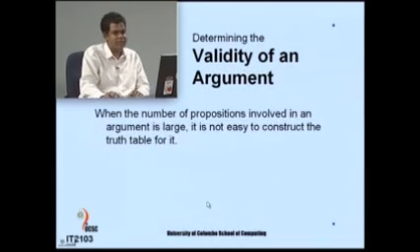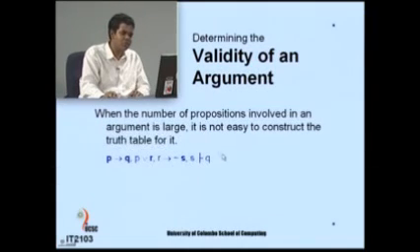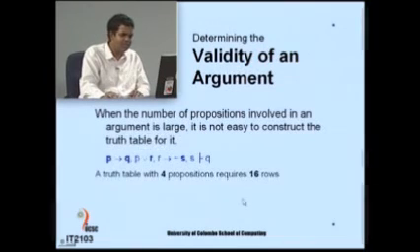Now, when the number of propositions involved in an argument is small, it is easy to construct the truth table. For example, in the previous case we had just 2 propositions, therefore, it was easy to construct the truth table because it had just 4 rows. But what if the argument is more complicated? For example, in this case we have 4 proposition variables. So, if we are going to find the truth value of this, we need a truth table with 16 rows, and then we need to evaluate all these compound propositions individually. This might be a bit of a problem.